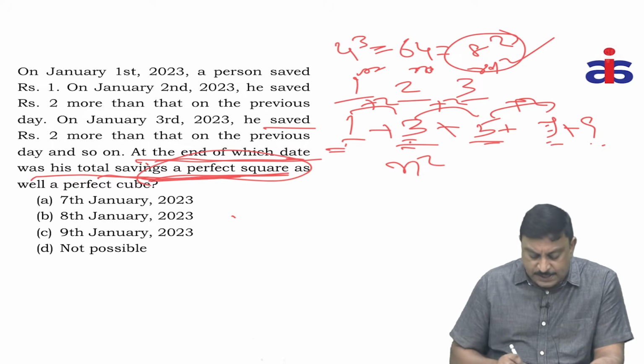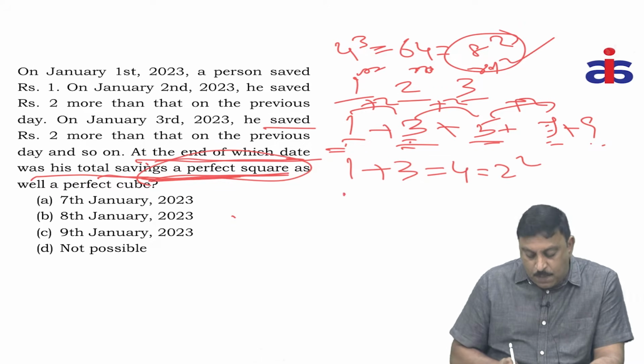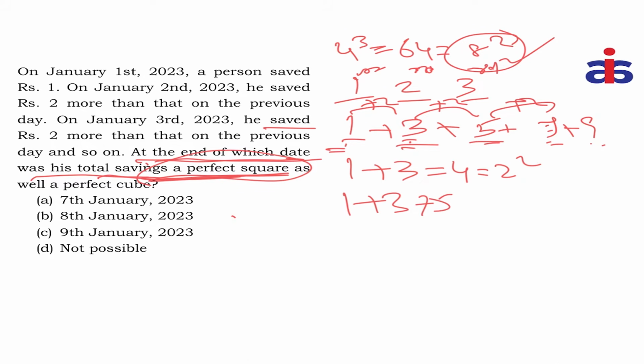Or otherwise, I can say like this. Just observe this one. 1 plus 3 is what? It is 4. 4 means what? 2 square. 1 plus 3 plus 5 is what? 9, which is nothing but 3 square. You see, how many odd numbers are there? 3 odd numbers are there. We are getting 3 square. 2 odd numbers are there in the first one, 2 square. So how many will you get? To get 8 square, it should be 8 square only.